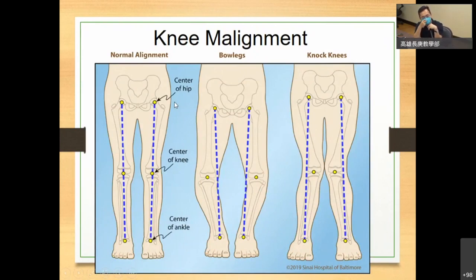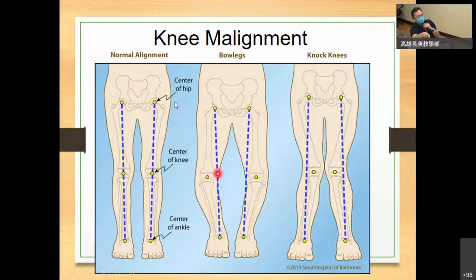This picture we also saw in the previous PowerPoint, but here we use the knee alignment to recheck and expand these pictures. As I said, a good alignment means the hip joint, knee joint, and ankle joint should be on one line. If a patient has bow legs, in angulation terms we say the knee is in a varus deformity. That means the apex is lateral.